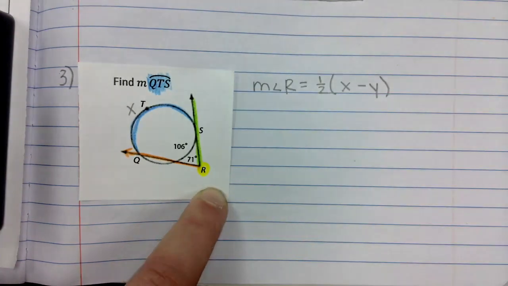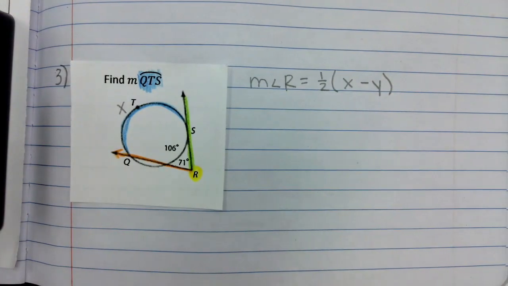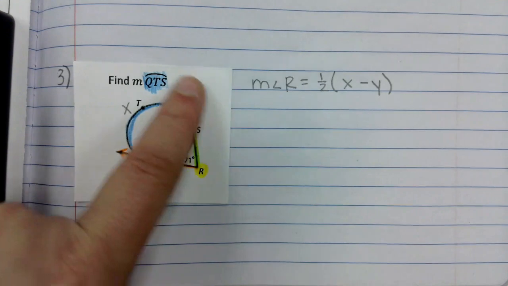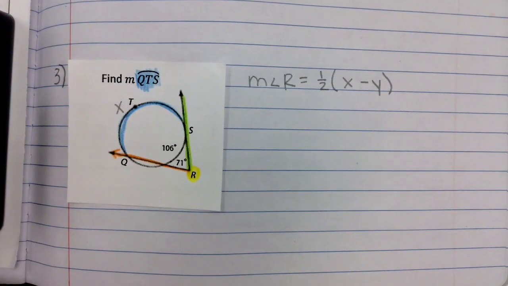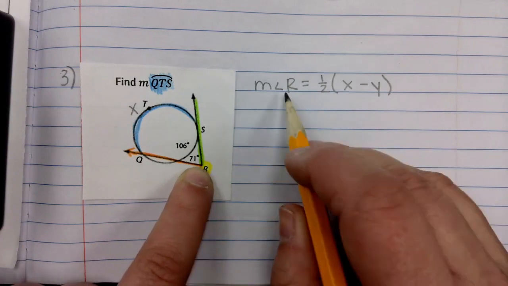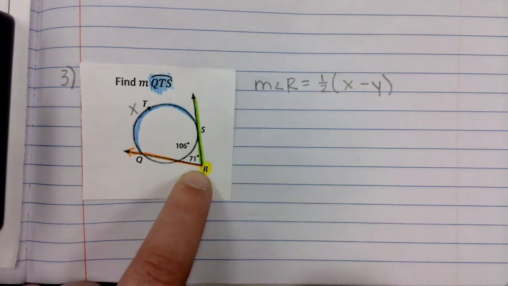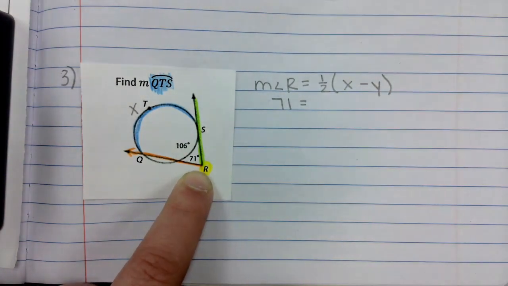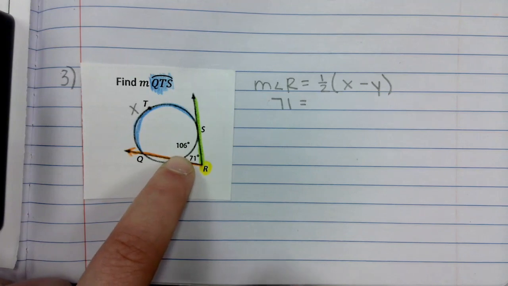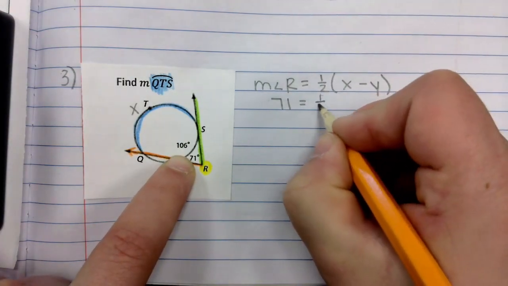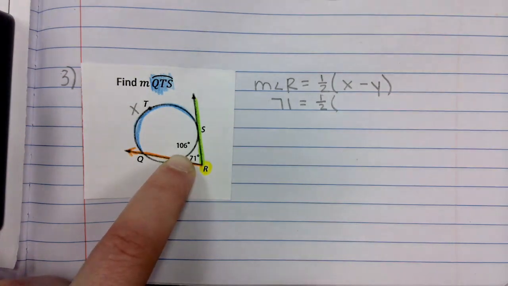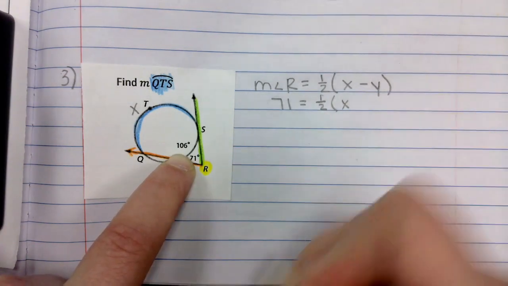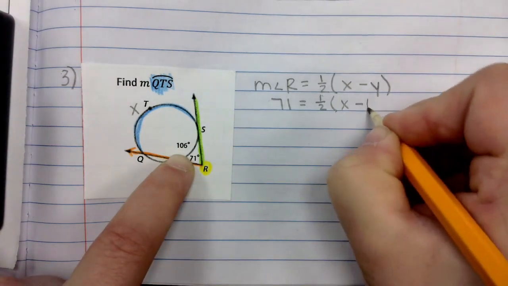So we're going to fill in the parts that we know. So as I look at my picture here, what's one of the numbers I have? 71. So is 71 going to go for the measure of angle R, the x, or the y? Measure of angle R. So we have 71 equals, where is this 106 going to go? The y, good. So 1/2 times x minus 106. Once we have that set up, we're then just going to solve it.